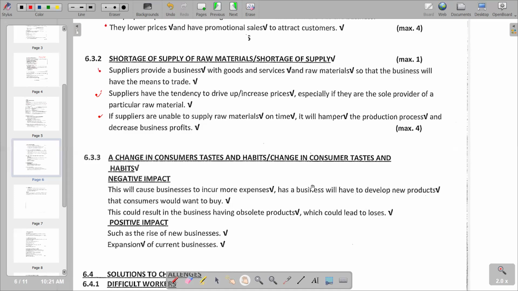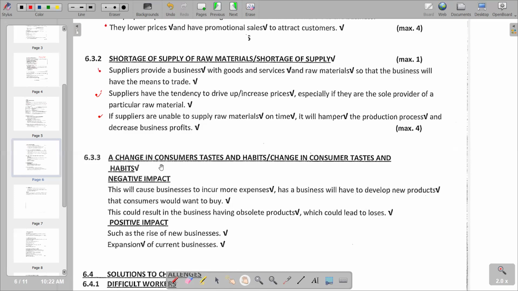As a business, we have to develop new products that consumers would want to buy. So if there are changes in consumer tastes and habits, we are saying consumers are less preferring our products. It means we have to develop new products, which might be an expensive step that we are taking. So it becomes a negative effect on the operation of the business. And then this could result in the business having obsolete products, which could lead to losses. So this is the explanation from the negative impact point of view. Then you've got positive impact, such as the rise of new businesses.